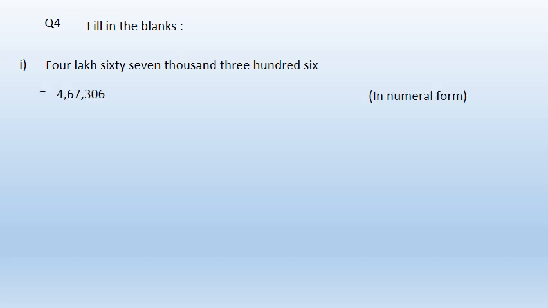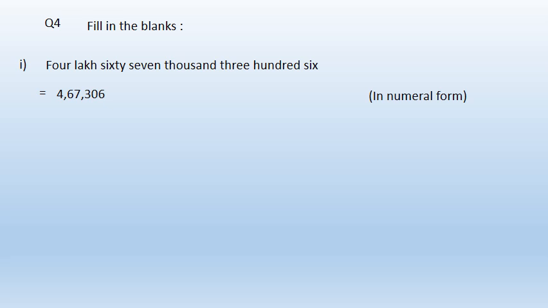Question number 4, filling the blank. Let's see the first one. First one is given here, 4,67,306. If you see, students, here lakh is given, that means it is our Indian system. We are going to write down the numeral and place commas according to the Indian system. So first we'll write down this 4 lakh here, 67,306.